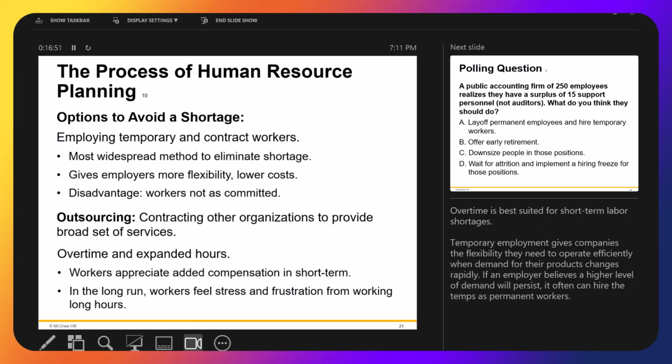Options to avoid a shortage: employing temporary and contract workers. Most widespread method to eliminate shortage, gives employees more flexibility and lower cost. Disadvantaged workers not committed. And you see a lot of organizations now, to include the federal government, that use not temporary so much, but contract workers.